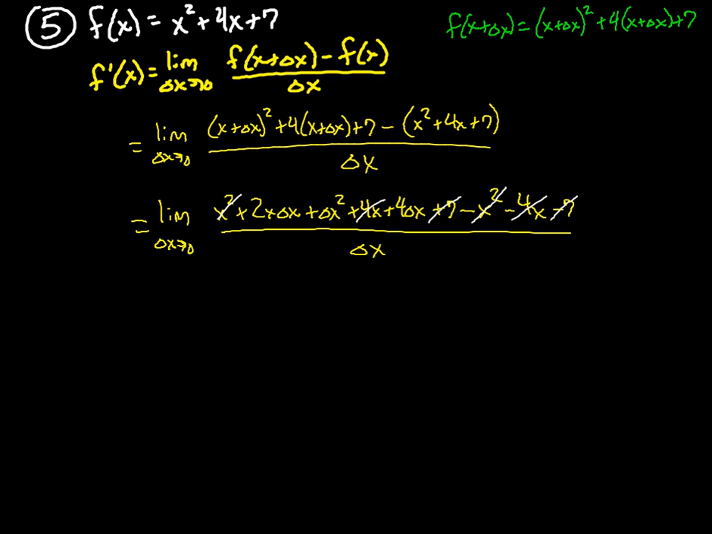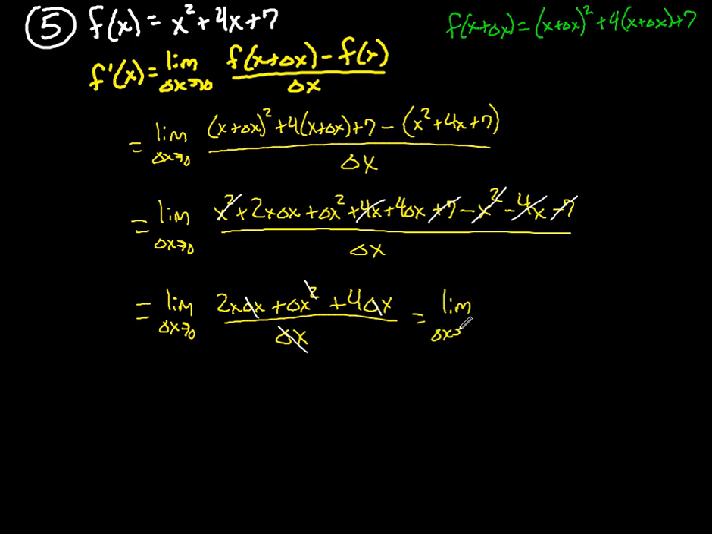So when I rewrite this now, I'll have the limit as delta x approaches 0. I have 2x delta x, I have a delta x squared, I have a 4 delta x, all up top, all over delta x. So what should happen? I have delta x's everywhere. That means that I can cancel out a delta x everywhere. And what am I left with? I now have the limit as delta x approaches 0 of whatever's left: 2x, a delta x, and a 4.